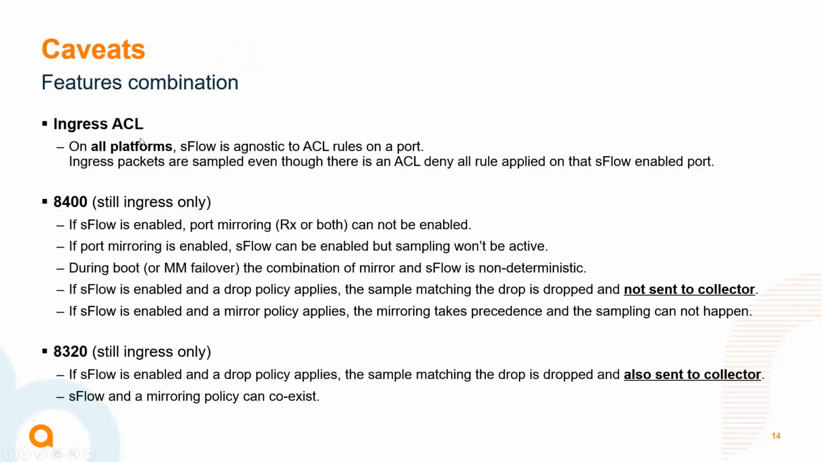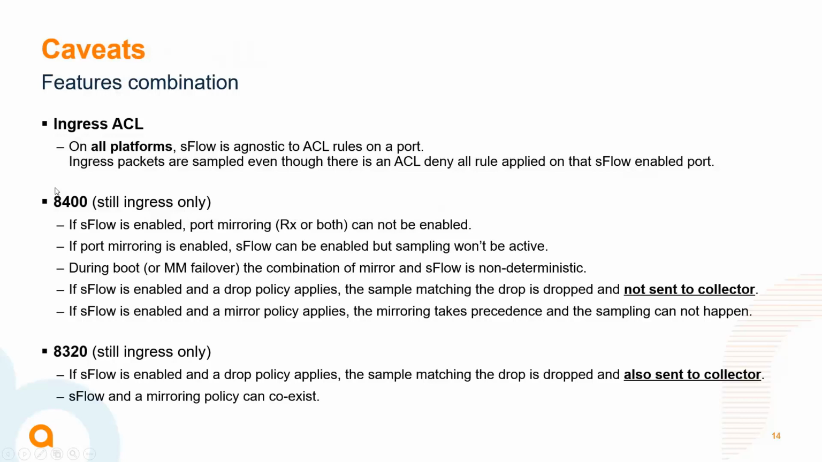Some aspects need to be highlighted with regard to the combination of features with sFlow. First of all, the ingress access list. On all platforms, sFlow is agnostic to any access list rule on the ingress. So it means that whether there is a deny or a permit on the traffic, sFlow will sample the packet. This is important to notice: even if you do a deny all, there will be sampling happening. In the pipeline, sFlow is doing sampling before the access list is performed.